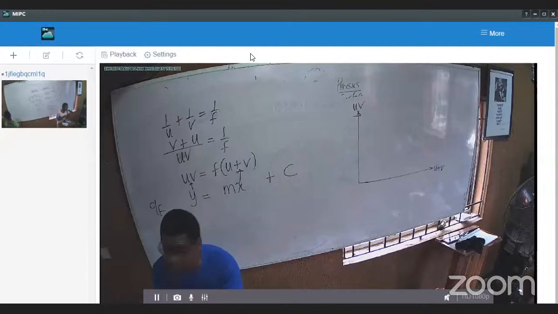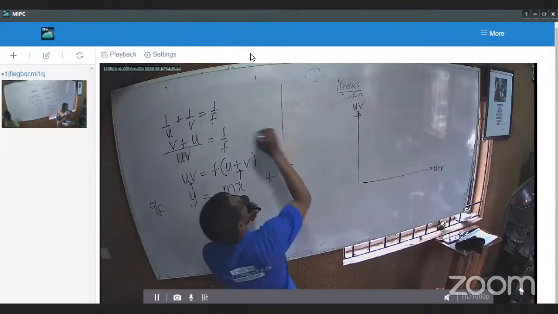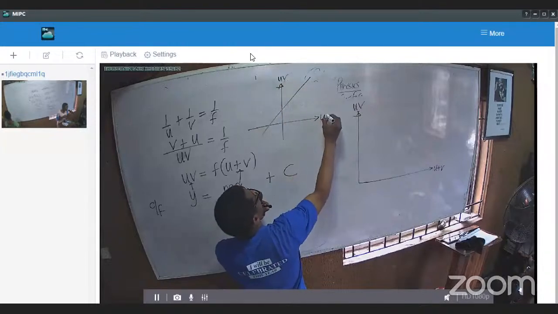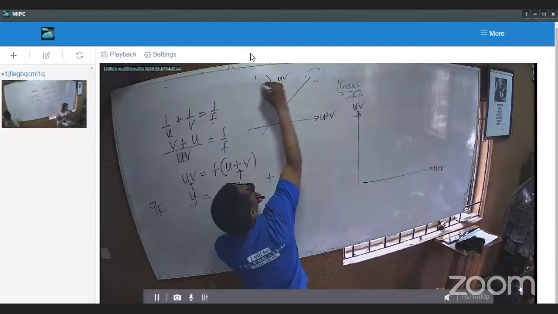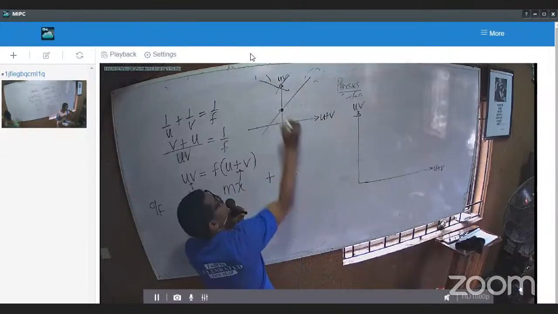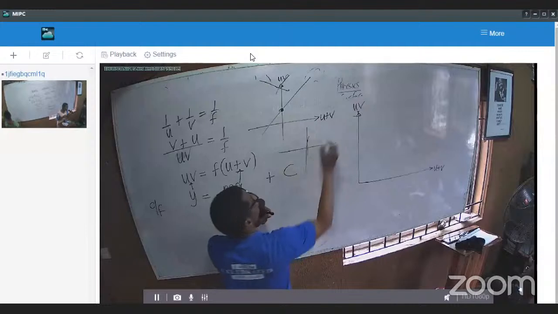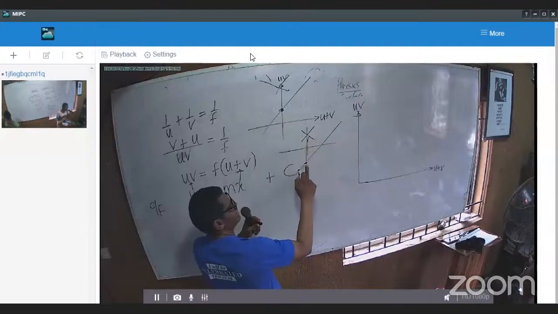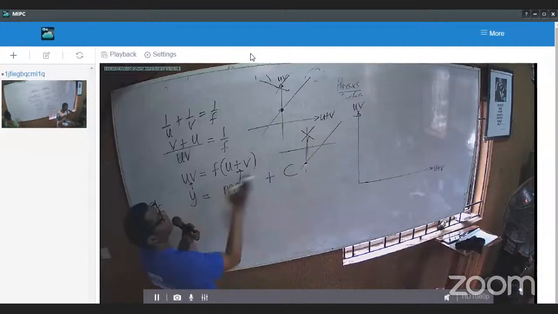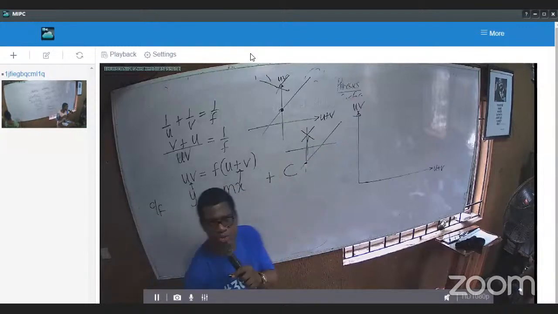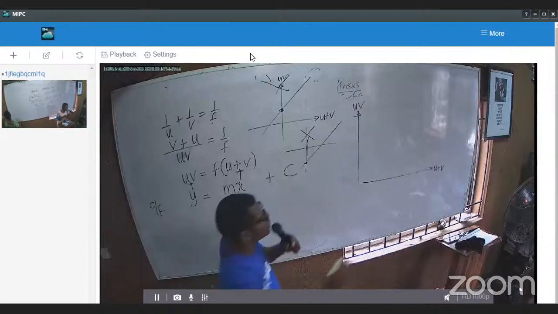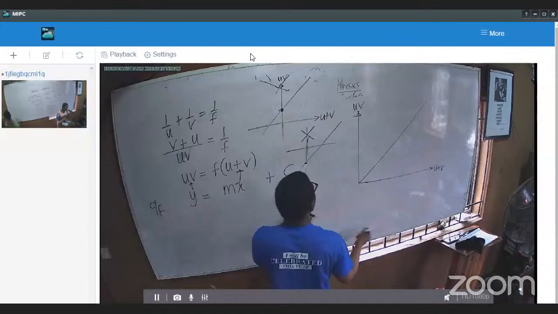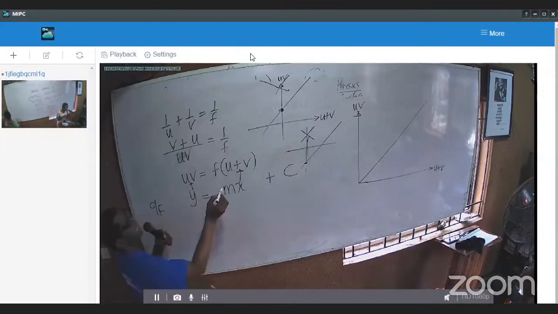Must have what? There was one option like this. They put uv here, not u plus v. You are wrong. Why is it wrong? It has a y-intercept. They do another one like this, going this way. You are also wrong. Why? It has a y-intercept. So any graph that has no y-intercept must pass through the origin. Must pass through what? So the graph will be like this. That's the answer.